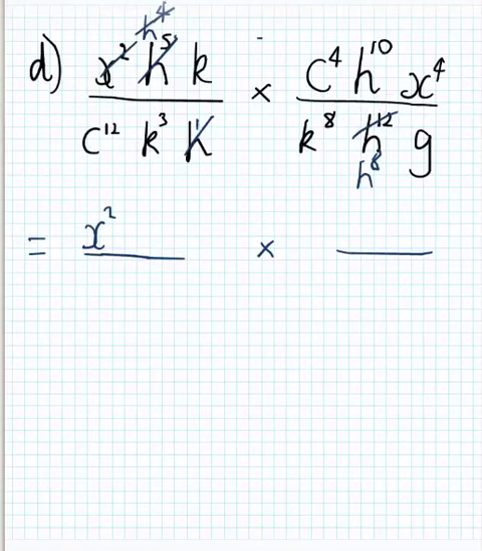I've got 10 h's up here and I've got 8 h's down there. So I can take away my smallest amount, which is 8, and 10 take away 8 is just 2. And finally, I end up with h squared on top. So I'll just write it on this side. So after all of that, we ended up with no h's here, none down there, none here, and 2 up there.